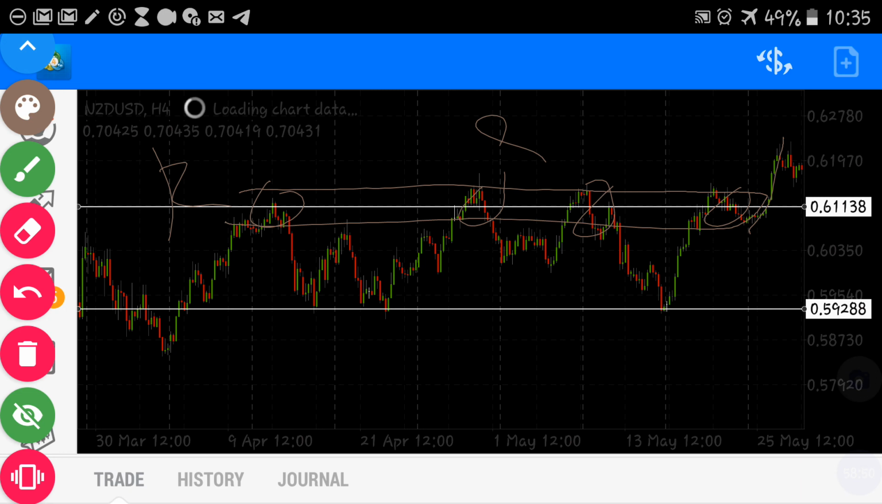So let's move on to the next. I don't want to waste more time on this, so I believe everyone can catch what I am explaining, how to place this second type of support and resistance line. Now moving on.